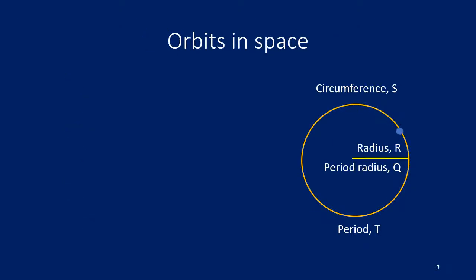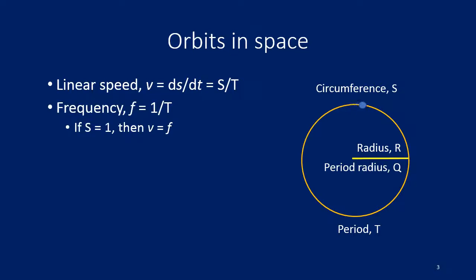Let's look at orbits in space. We have linear speed as defined before. V is the change in s, or length, divided by the change in time. And in this case, that would be equal to the circumference divided by the time period for each cycle of the orbit. The frequency f is defined as the inverse of the time period, and if s is equivalent to 1, then the frequency and the linear speed are equal.